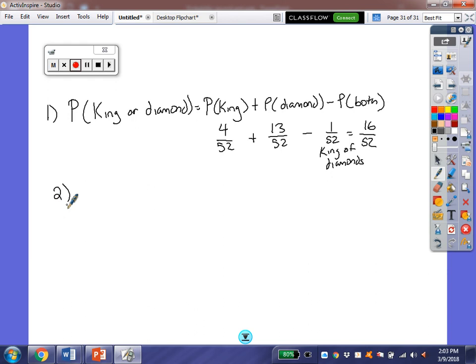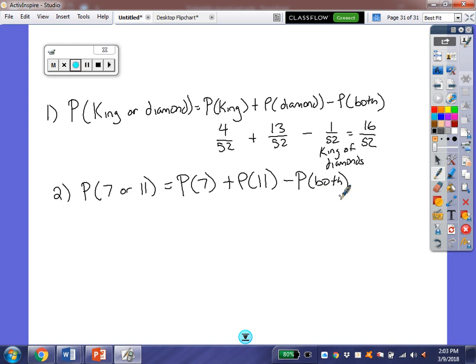If we look at the second question, it says, what is the probability of rolling a sum of 7, or a sum of 11? Well, that's the probability of rolling a sum of 7 plus the probability of rolling a sum of 11 minus the probability of both. From our dice chart, we know that there are 6 ways to roll a sum of 7, plus there are 2 ways to roll a sum of 11, minus, well, there's no way you can roll both a sum of 7 and 11 at the same time, so there's nothing to subtract. So we just get 8 out of 36.